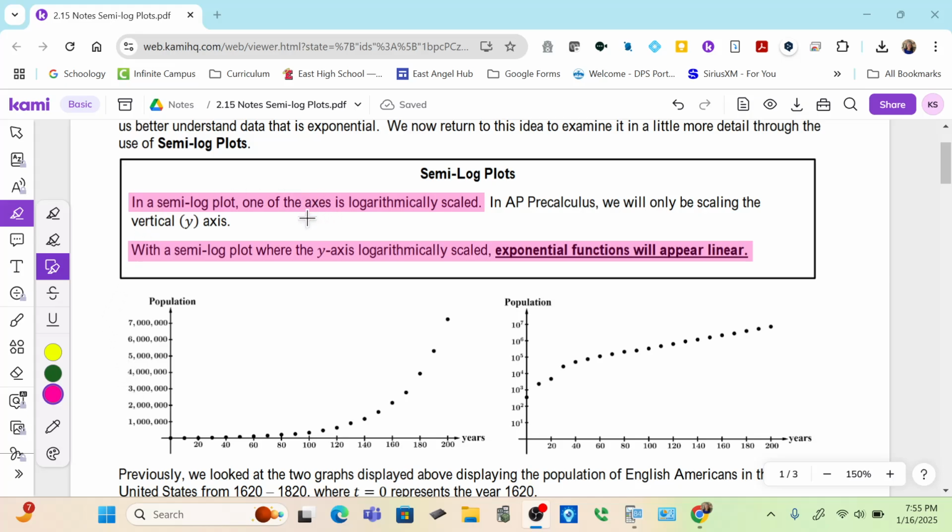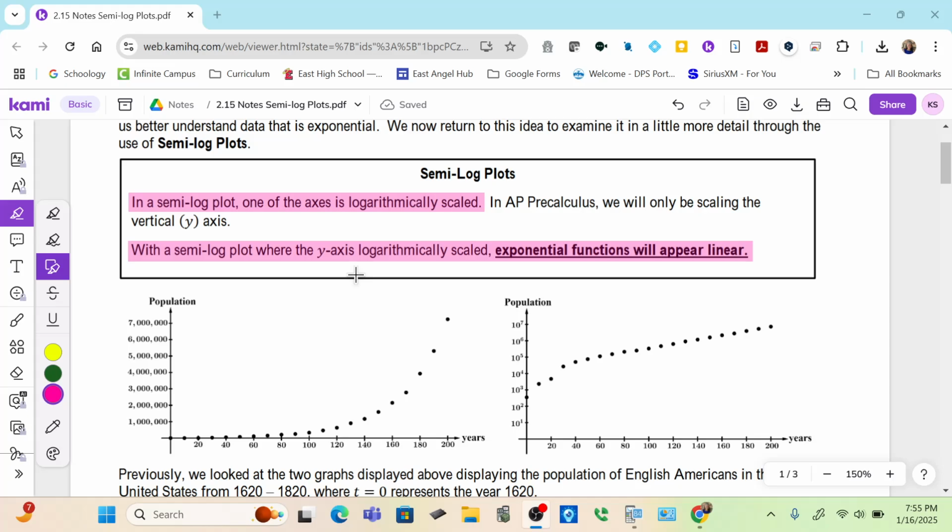It's a graph in which one of the axes is logarithmic scaled. In this course, that axis will always be the vertical axis, or the y-axis. The other thing about semi-log plots where the y-axis is logarithmic scaled is that exponential functions will appear linear.